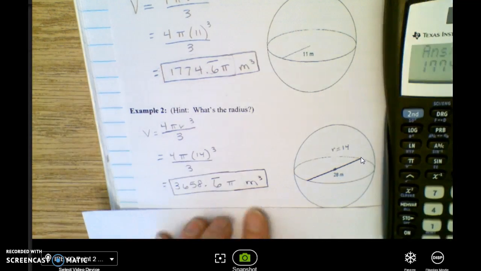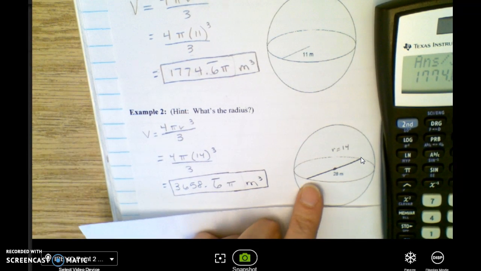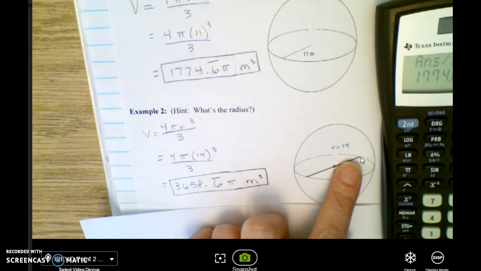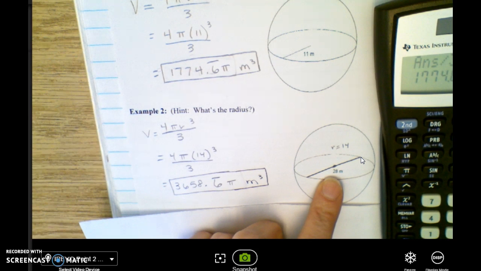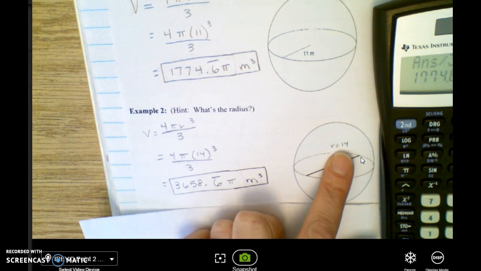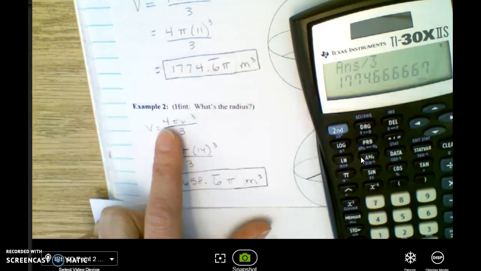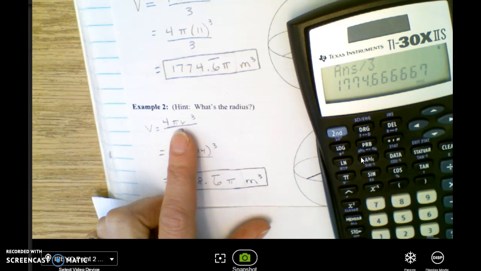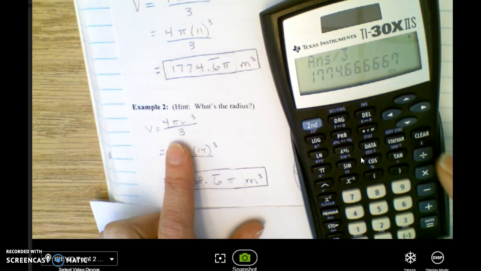Another pretty straightforward question is dealing with a sphere, but in this case they've given you the diameter that goes all the way through the center of the sphere to both sides. So if you know the diameter is 28, remember, just cut it in half. We're going to use a radius of 14 in our calculation. And again, we're taking our formula, 4 pi r cubed. We're going to get that value, and then we're going to divide by 3.